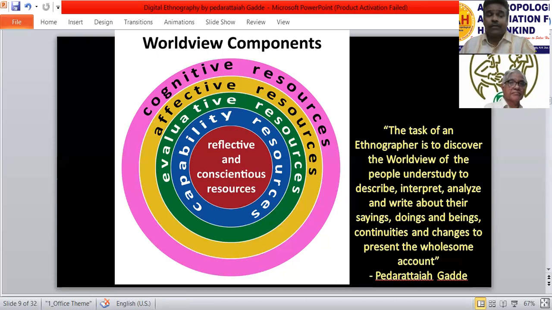All these things. So finally, these are the five important domains we want to understand about the culture. The entire culture is organized, governed and controlled, even in adapting new changes or technology, by the worldview at the cognitive level, affective level and evaluative level. They reject, but at the same time, at the reflective level and at the capability level, they adapt. At the capability and competencies level, they acquire the required competencies to create a better environment, better future and better life for themselves. So this is the task of an ethnographer, according to my understanding.